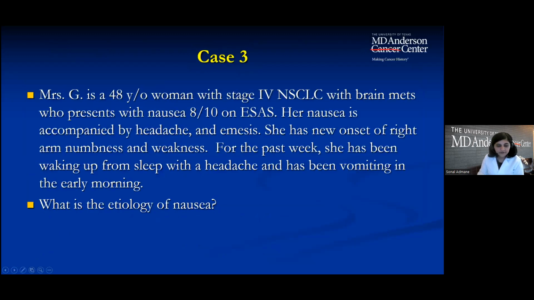So moving on to another case, you see a 48-year-old lady with stage 4 non-small cell lung cancer. She has brain mets, and she comes with intractable nausea, and she has headache as well as vomiting with it. Additionally, she is complaining of new right arm numbness and weakness, and she also has ongoing headache, and the vomiting is usually early in the morning. So again, it comes back to the same question, what is the etiology of her nausea?